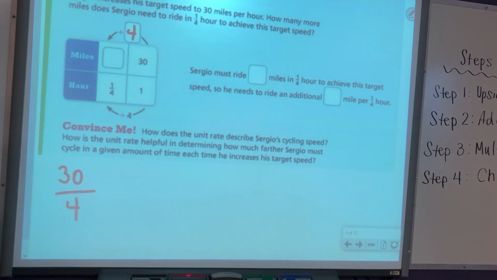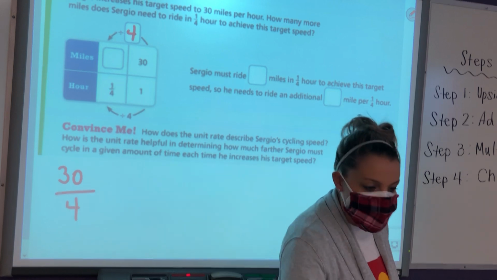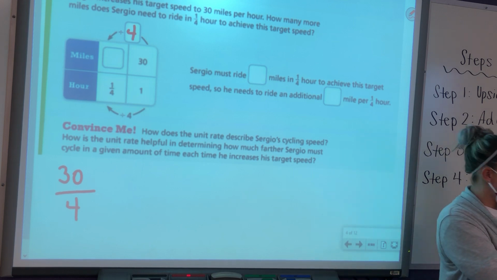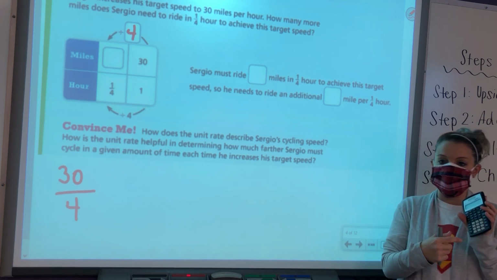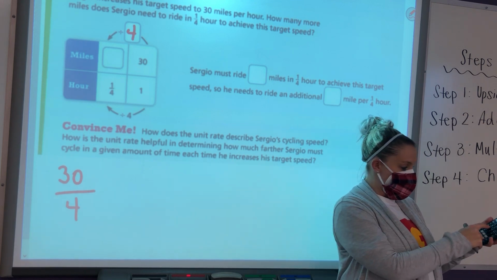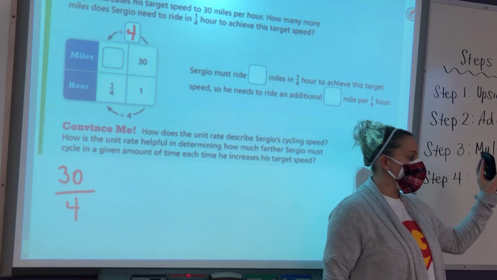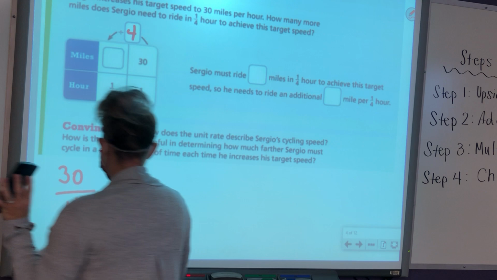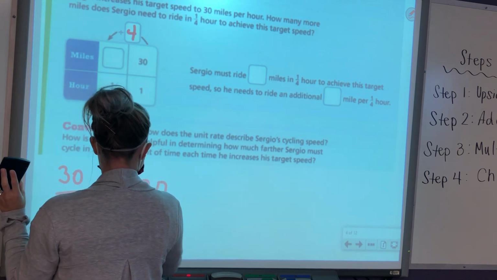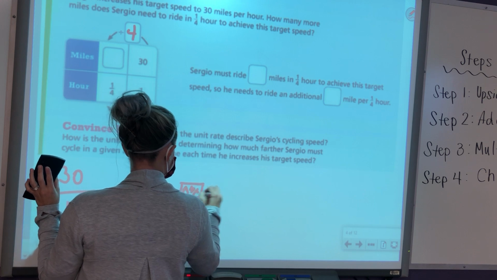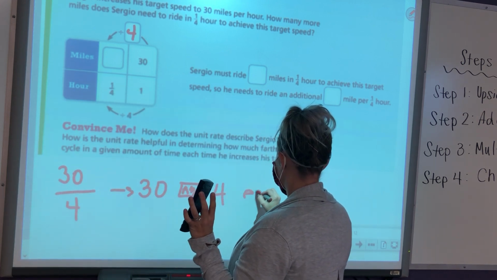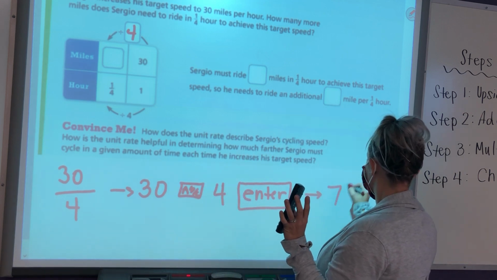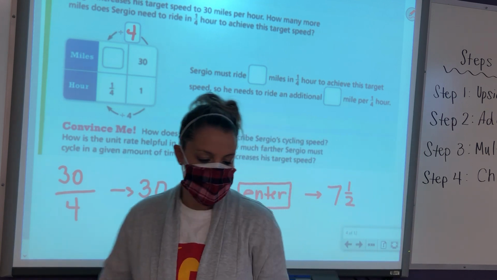Okay, a couple different ways we can do this. Real easy on this calculator. If you have your handheld calculator, to convert an improper fraction to a mixed number, 30 ABC 4, and that converts it for you. So in your calculator, you could go 30, ABC button, click enter, seven and a half.